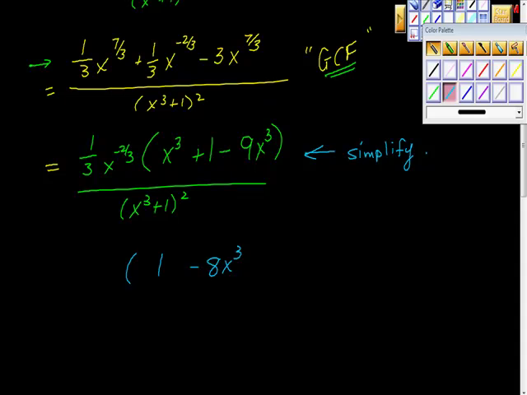Plus 1. So this piece plus this piece is this piece, and then there's the 1. I'm just putting it in order to make it look better. And then if you think about this for a second, this whole thing goes down, doesn't it? So we get 3x to the positive 2/3, right, times x cubed plus 1 squared. And that x cubed plus 1 squared is this one right here.